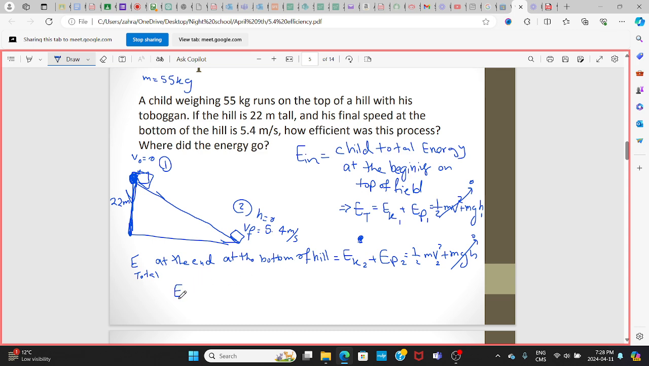Now I know efficiency is output divided by input, multiplied by 100. The output is half mv2 squared. The input is mgh1. The m's cancel, and I'm just going to put in the numbers. The velocity here is 5.4 squared, g is 10, and h is 22.